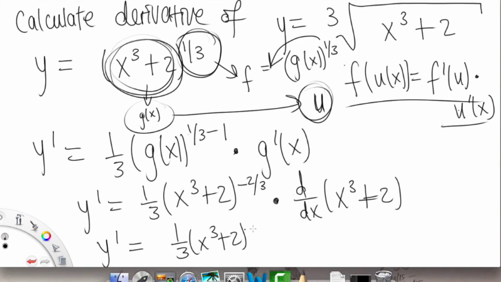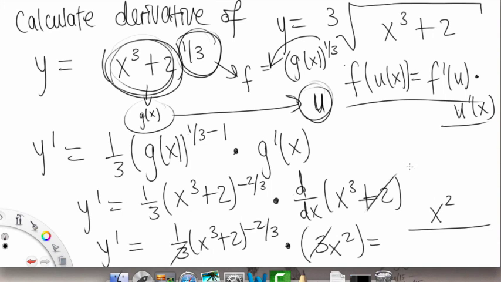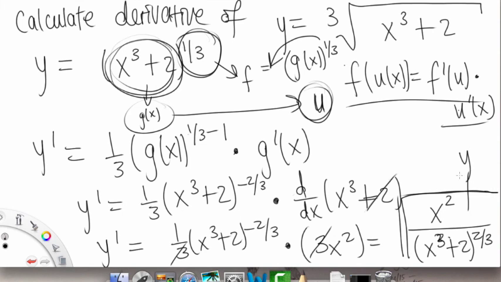Again, moving along, we have that y prime is equal to 1/3 times x to the third plus 2, quantity to the negative 2/3 power. And then what is d dx of x to the third plus 2? The 2 will go away when we differentiate, and according to the power rule, the derivative of x to the third is 3x squared. Now we see that this 3 on top cancels with the 3 on the bottom, and we are left with an x squared on top, so x squared over x to the third plus 2 to the 2/3 power. And it's on the bottom because the exponent was negative. So this, in the bottom right corner, is our y prime.